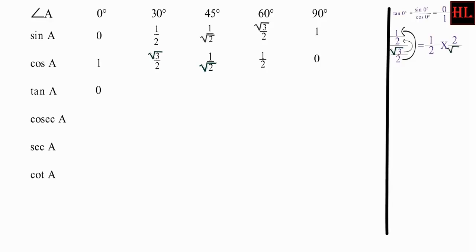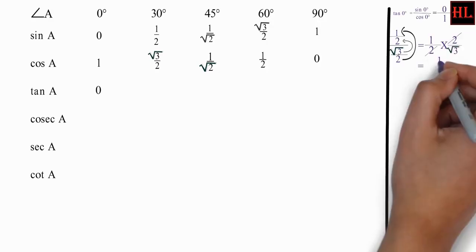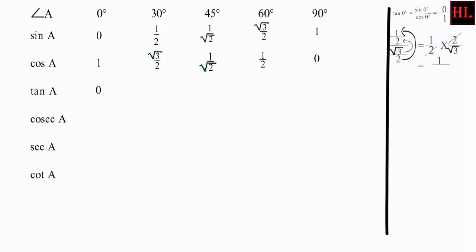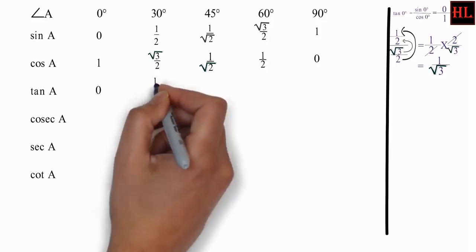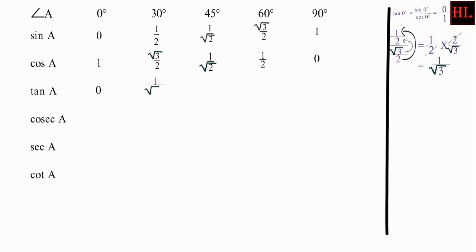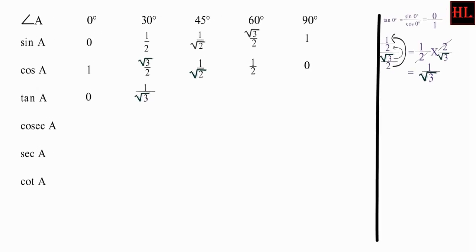Therefore, we have 1 by 2 multiplied by 2 by root 3. Now, we see that 2 is in division with 2, therefore they cancel out each other and we have 1 by root 3. Therefore, tan 30 is equal to 1 by root 3. For tan 45, we divide 1 by root 2 with 1 by root 2. Since the numerator and denominator are same, they cancel out each other and we have tan 45 is equal to 1.